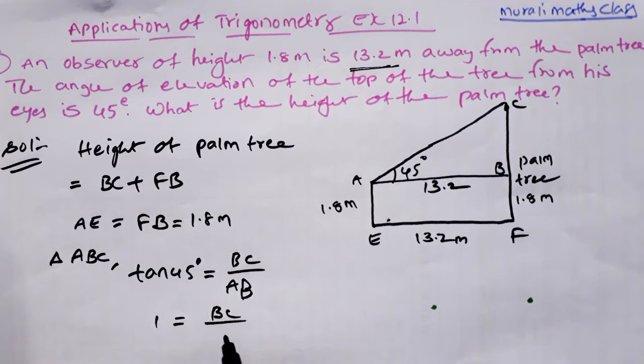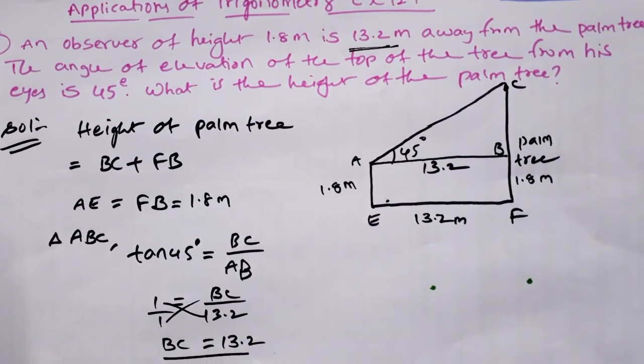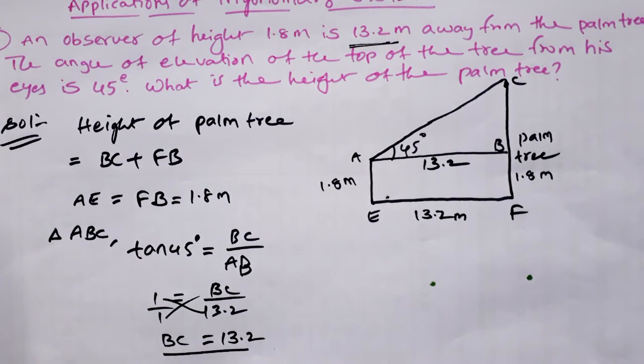AB, how much did they give? AB is nothing but 13.2. Now write 1 as 1 by 1. Do cross multiplication. So we will get BC equals 13.2. So the BC answer we got is 13.2.